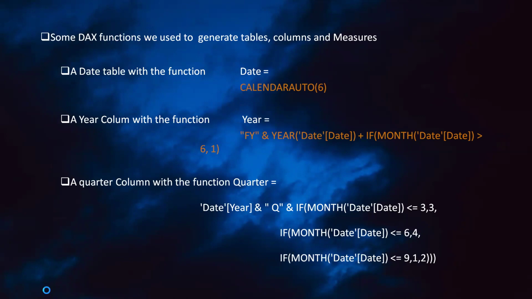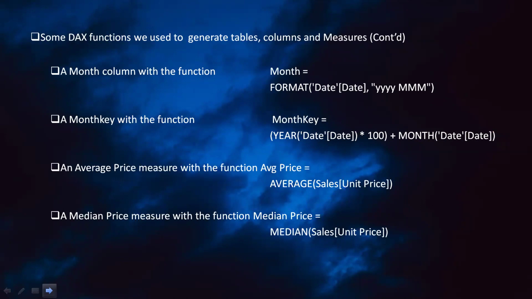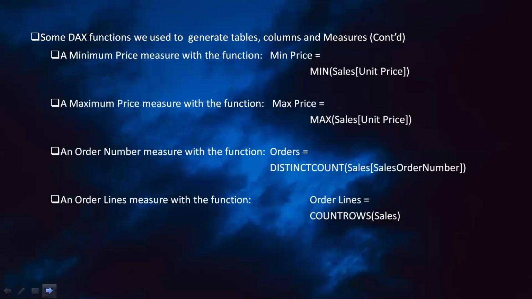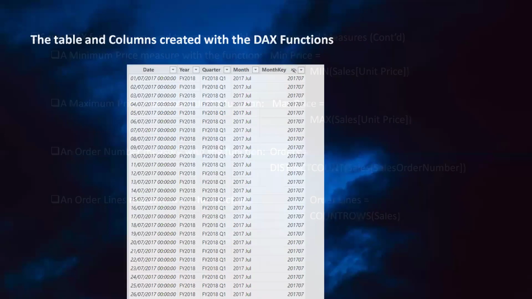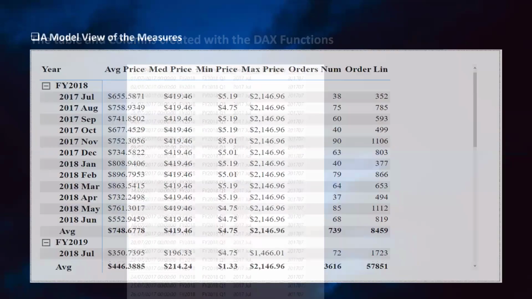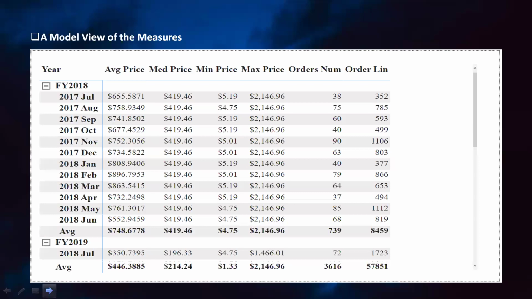Next slide, please. And also this is a continuation of the measures we were able to generate. I mean, the columns we were able to generate. Next slide, please. Also the measures. Next slide, please. So using all the DAX functions, this is what we're able to generate in terms of the date, the year, the quarter, the month, and the month scale. Next slide, please. Also with the measures, we're able to generate the average price, the median price, minimum price, maximum price, order number, another line.